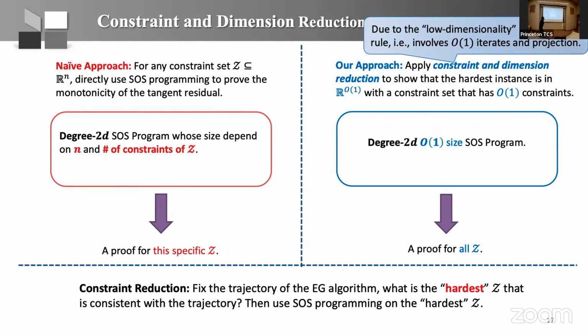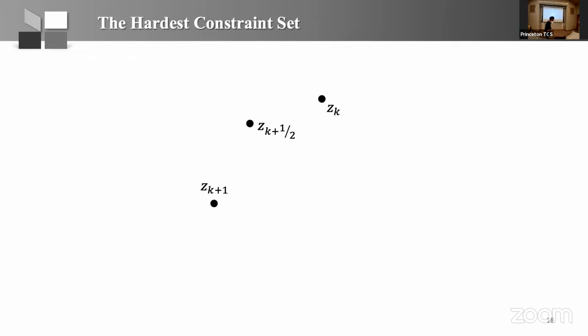So the way to think about what this hardest instance is: maybe forget about the constraint set Z for now. Just use the information from the algorithm. The algorithm tells you z_k is here, z_{k+1/2} is there, z_{k+1} is somewhere else. Just use this information to deduce all the constraints you can come up with. And those constraints will give you the hardest set.